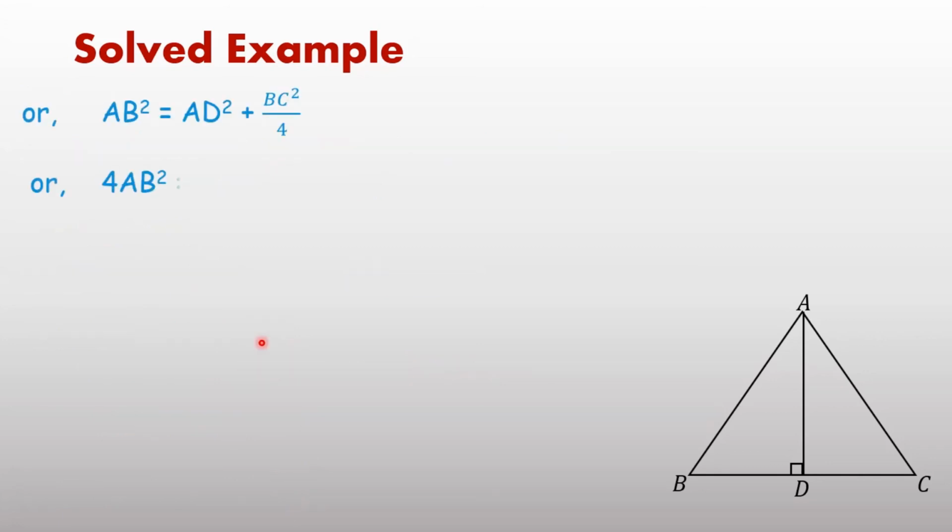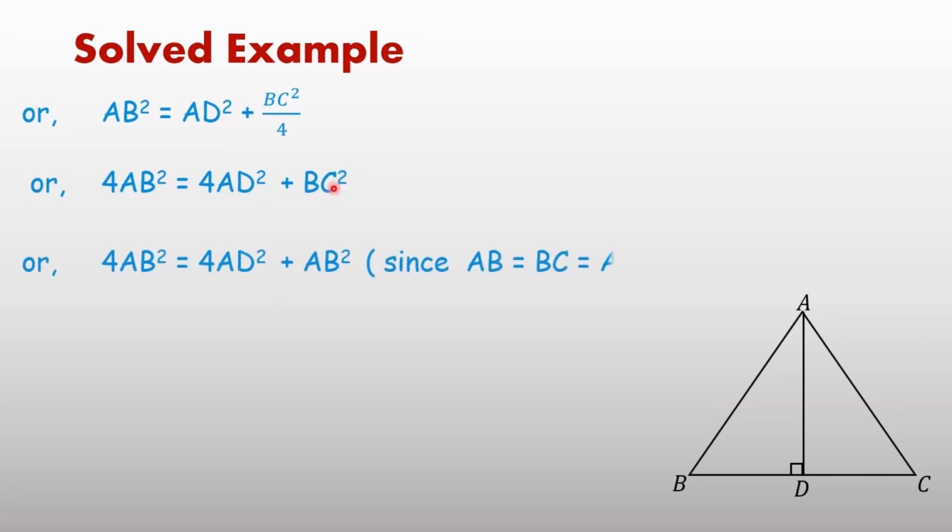And next step, multiply by 4 on both sides. 4AB square equals 4AD square plus BC square. In place of BC we can write AB, because all three sides are equal. Now transfer AB square to the left side, you will get 4AB square minus AB square equals 4AD square, or 3AB square equals 4AD square. In this pattern you can solve questions based on the Pythagoras theorem or the converse of the Pythagoras theorem.